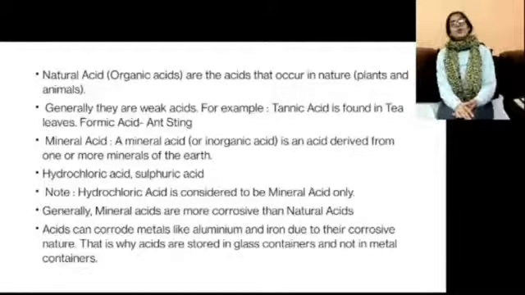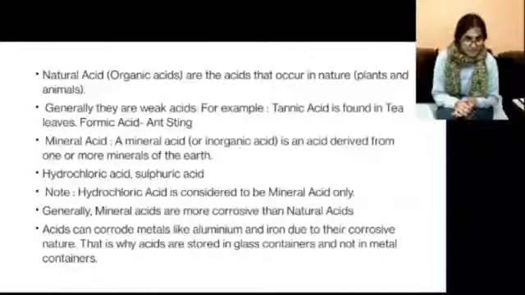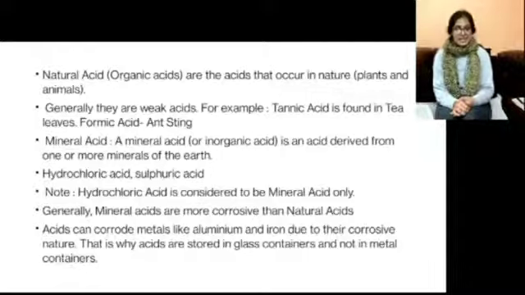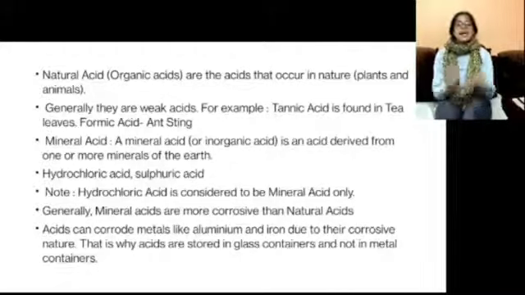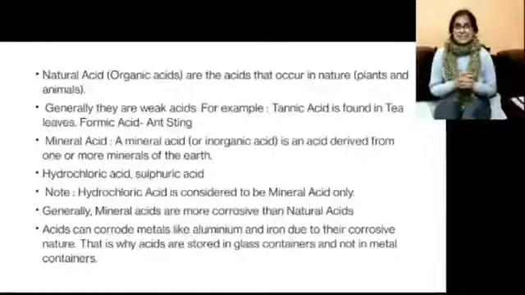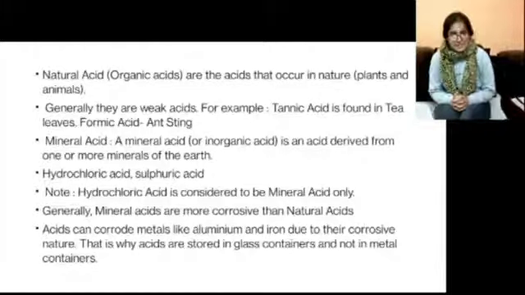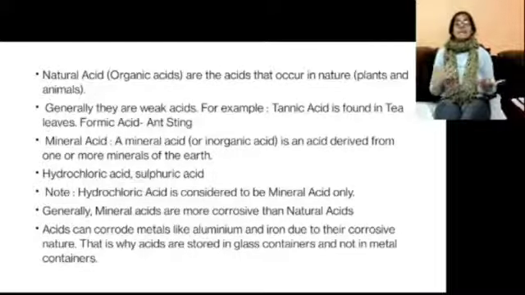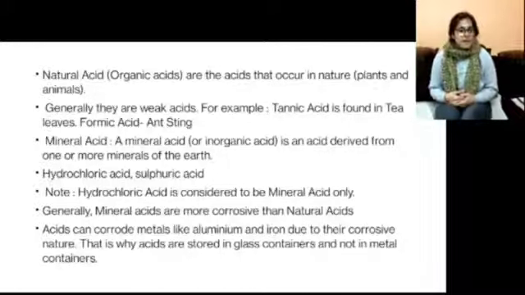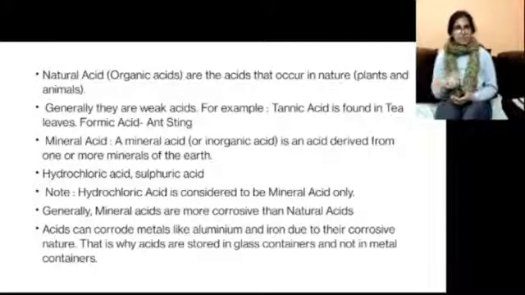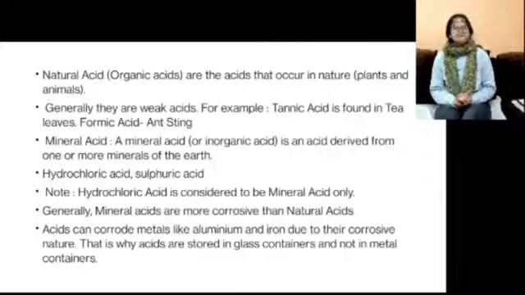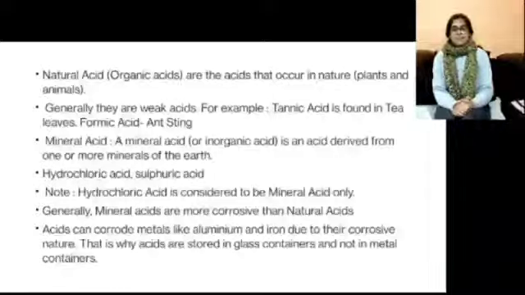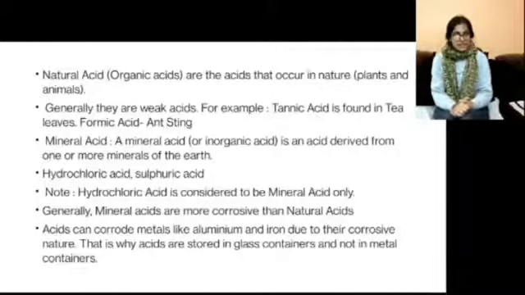Now, there are two main categories of acid. First one is natural acid and second is mineral acid. What do you mean by natural acid? Natural acids are also known as organic acids. These are the acids that occur in nature. That means we derive them exactly from plants and animals, deriving them from nature. Generally, they are weak acids. For example, tannic acid is found in tea leaves and formic acid in ant sting.